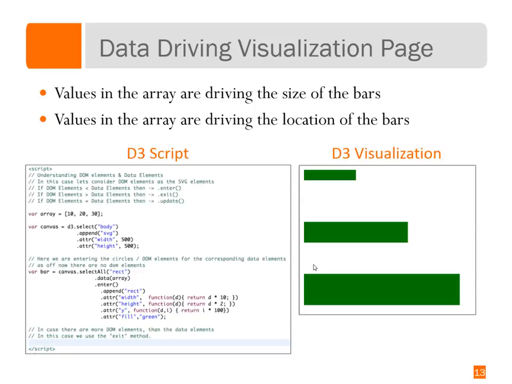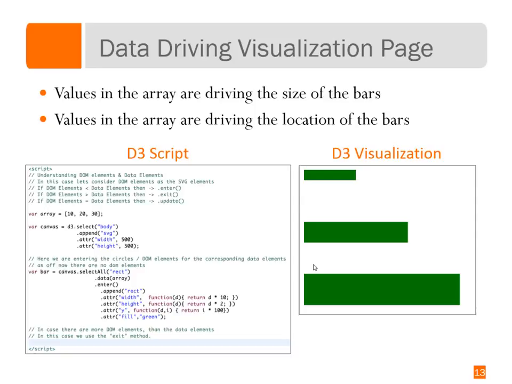Okay, so we move down to our last statement. It says bar, so we're going to create bars. We're going to put them on our canvas. They're going to be of type rectangle, and then we're going to append rectangles. Let's look at our first attribute here. Our attribute is the width. We're going to have a particular function. We're just going to call that function d, and then we're going to say return d multiplied by 10.